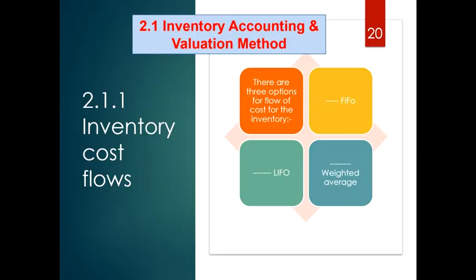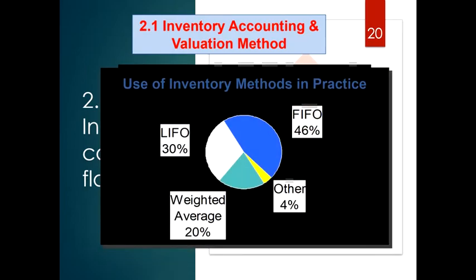So now let's go to the inventory valuation method. There are three options for the flow of cost for the inventory, that are FIFO, LIFO and the weighted average method. As you can see here on the use of inventory methods in practice, most of the companies are using the FIFO method, followed by LIFO, the weighted average method, and other methods at 4%.